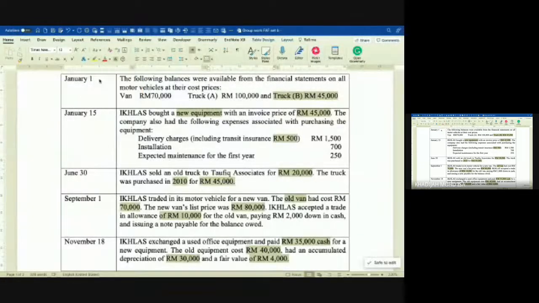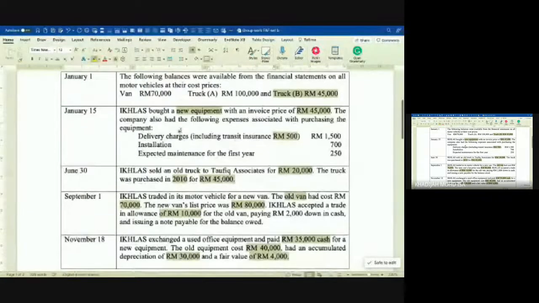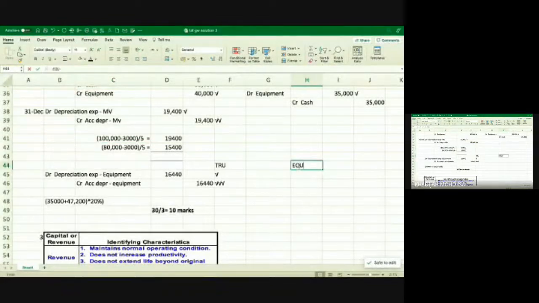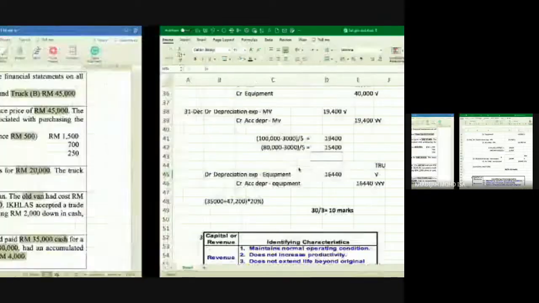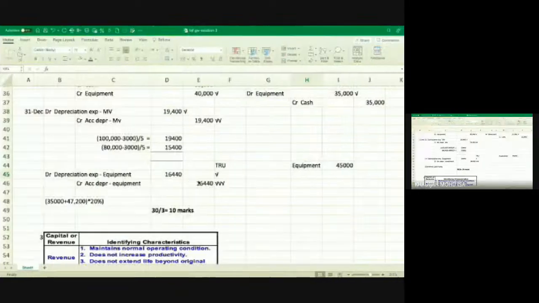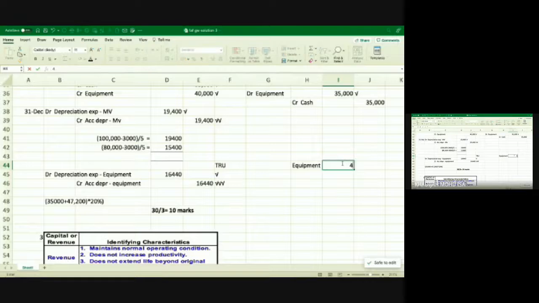What are the assets that we have? We bought a new equipment, right? That cost you 45,000. I will make a list here. Equipment, you have 45,000, right? And then, not 45,000. How much? 47,200, isn't it?